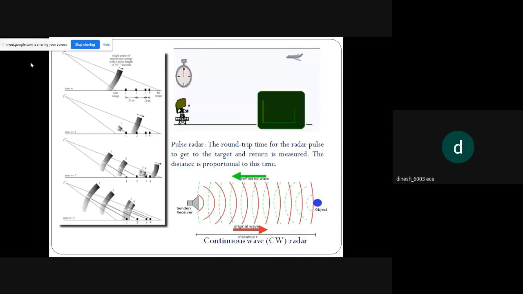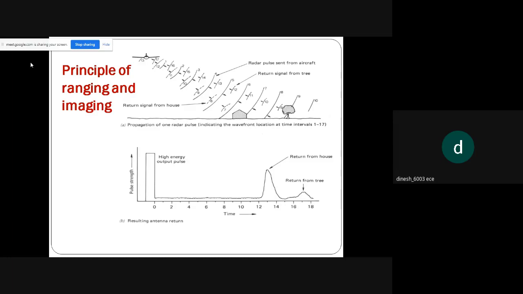For this, we'll be using two different radars. One is the pulsed radar, the second one is the continuous wave radar. You can see on the left hand side, time versus the near range versus the far range, how it goes. The pulse radar sends pulses, and depending upon the returned pulses, we measure the time. The round trip time for a radar pulse to get to the target and return is measured. So the distance is proportional to this time. In continuous wave radar, CW radar, the sender sends signals to the object and the object reflects back the wave, and the same radar will receive it continuously over distance. So this is the principle of ranging and imaging.